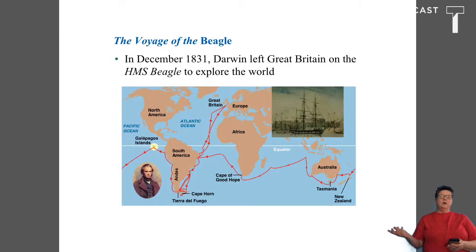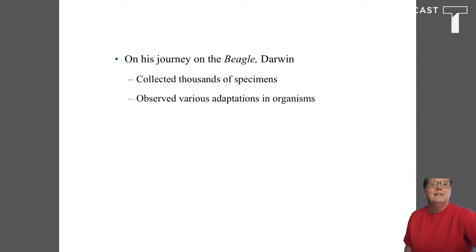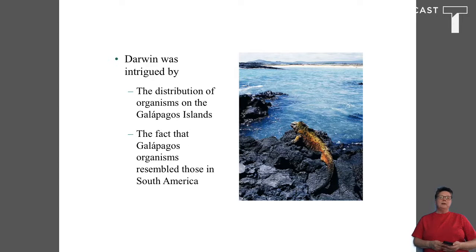So Darwin traveled all over the globe, but he is perhaps most famous for his work with the Galapagos finches in the Galapagos Islands. While he was there, Darwin collected thousands of species and observed lots of adaptations in organisms. He was certainly intrigued by the distribution on the islands and the fact that there were species on the islands that were similar to those on the mainland of South America, but not exactly the same.